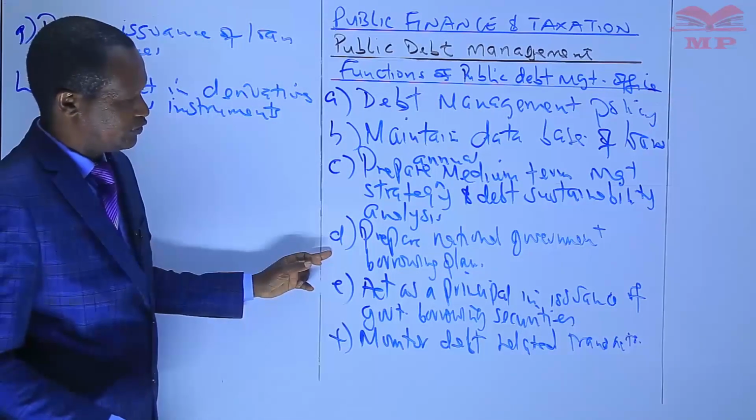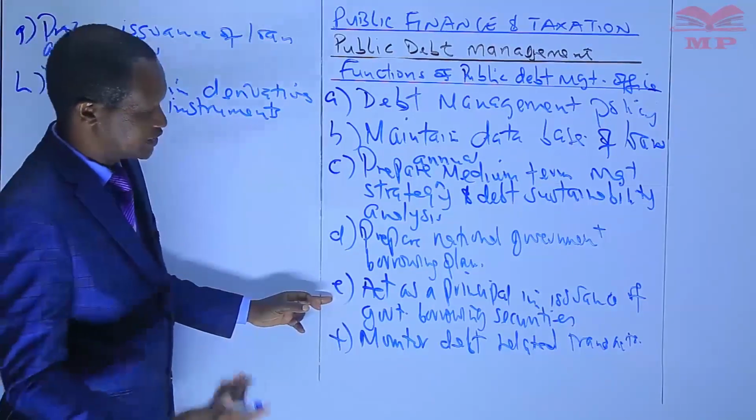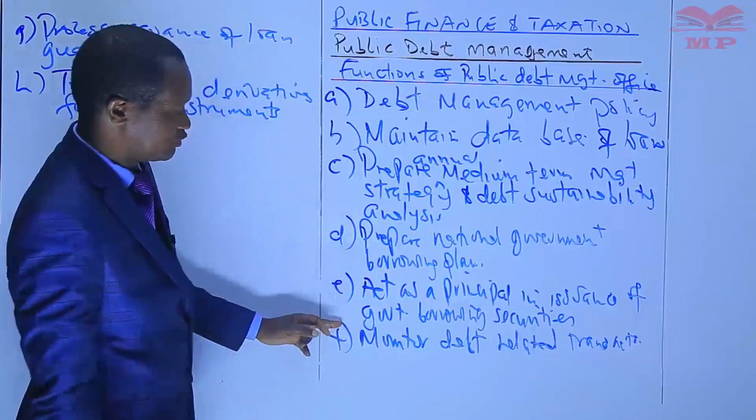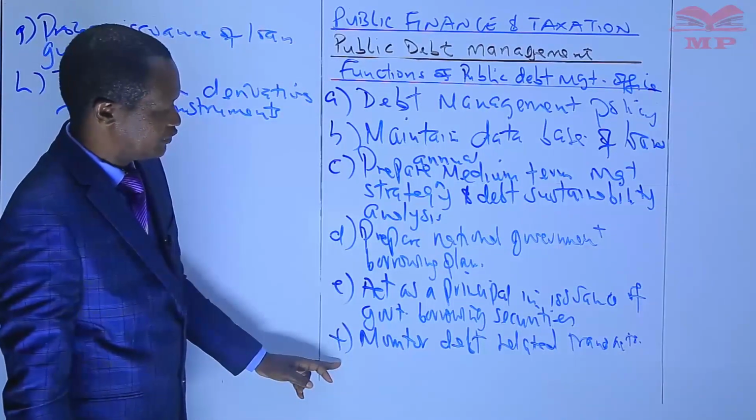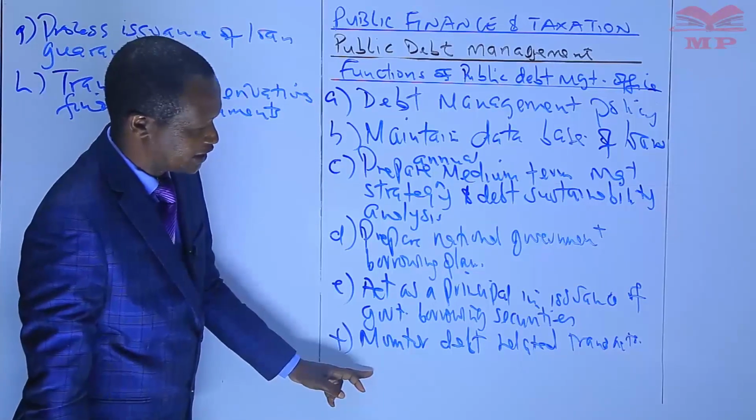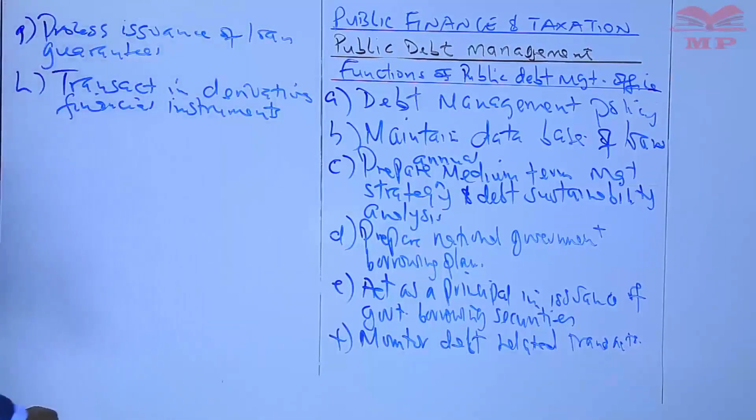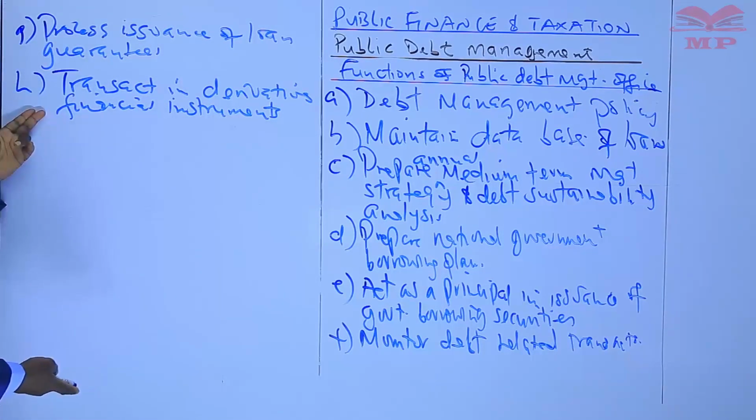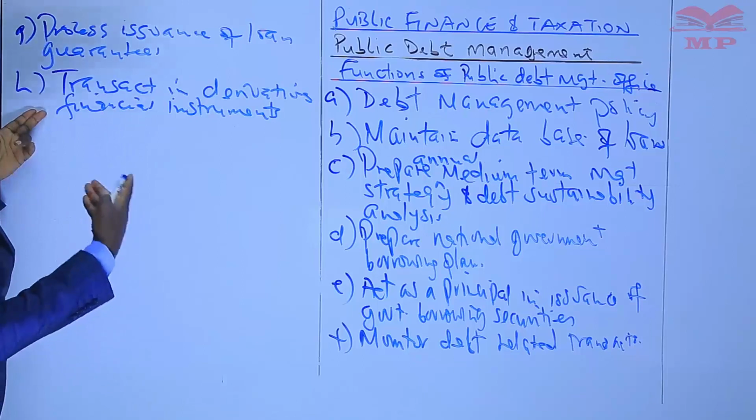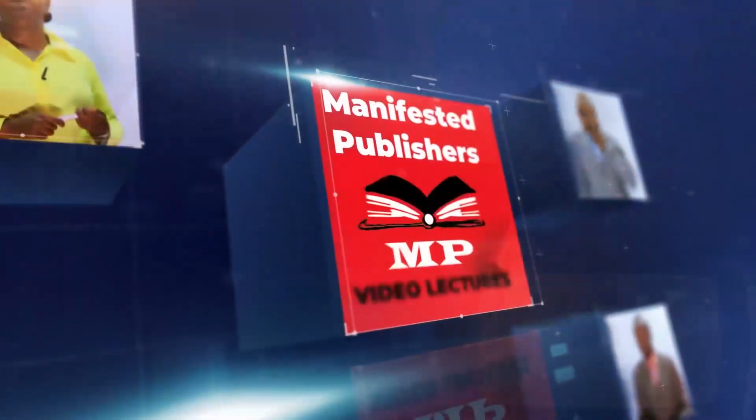Number 4, the office prepares national government borrowing plans. Number 5, the office acts as a principal in issuance of government borrowing securities. Then number 6, the office monitors and evaluates debt-related transactions. The next function is that the office processes issuance of loan guarantees, and lastly, the office transacts in derivative financial instruments.